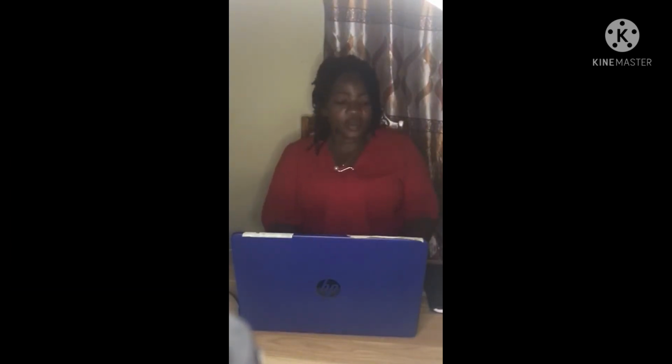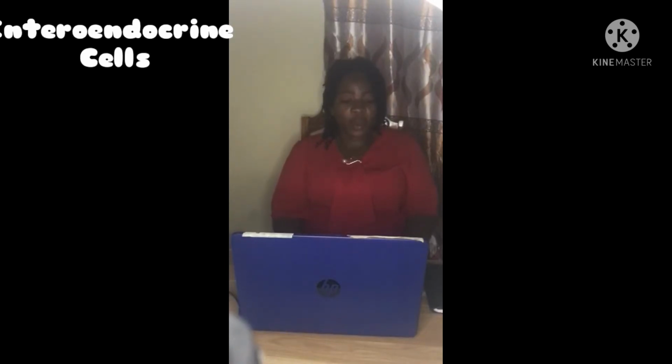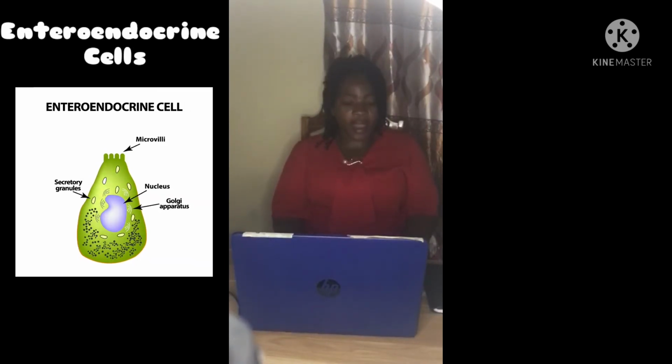Then lastly, we have the endocrine cells. Location: intestinal tract epithelium. Function: secrete hormones to regulate secretion into the gastrointestinal tract.